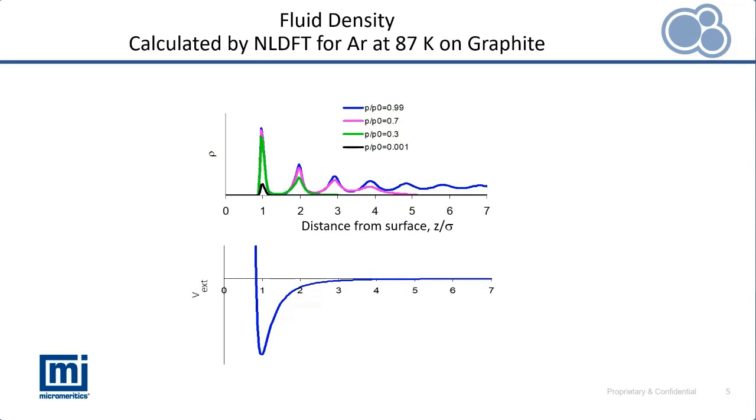Now, when we increase pressure, this first peak becomes larger, but we also obtain a second peak. The second peak represents the second layer of adsorbed argon. Now, if we increase pressure even more, we obtain more peaks corresponding to more layers of argon on the surface.